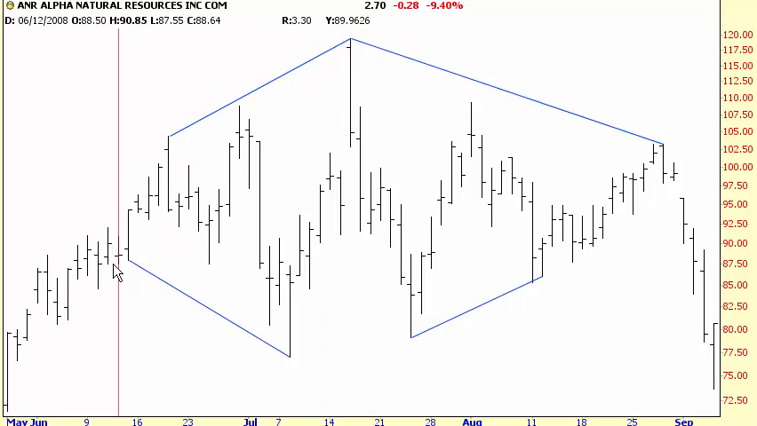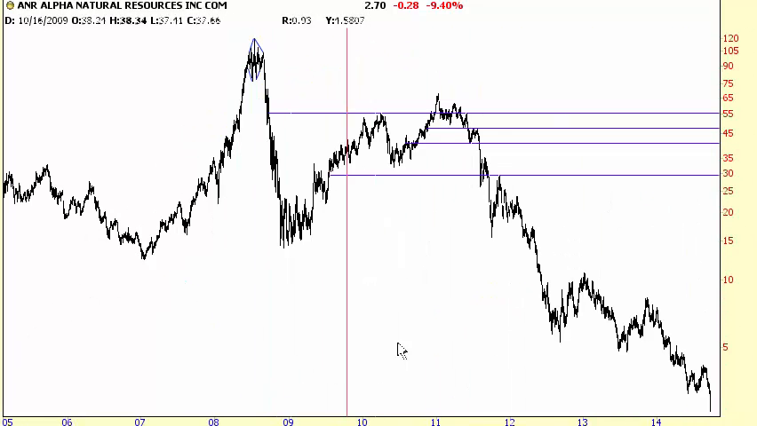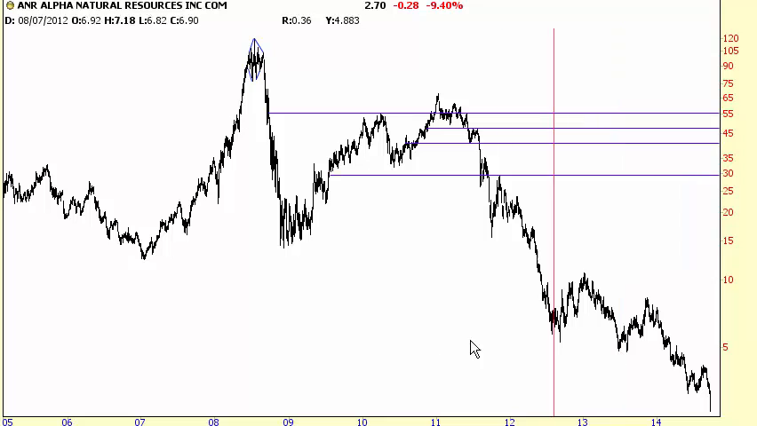So as you can see by these lines, this is the basis of what's called the diamond pattern. You have an expansion in price activity and then a compression. And taken together, these two halves constitute a diamond reversal. And in this instance, it broke to the downside, and that proceeded to drop from about $100 per share down to, well, ultimately just a couple of dollars per share.